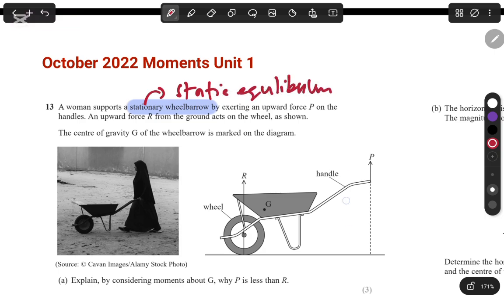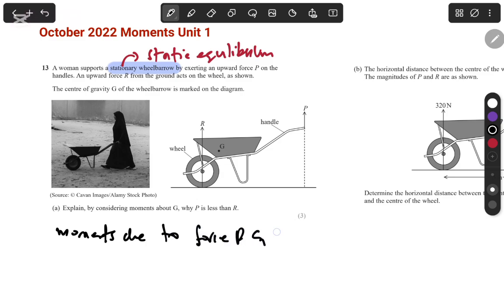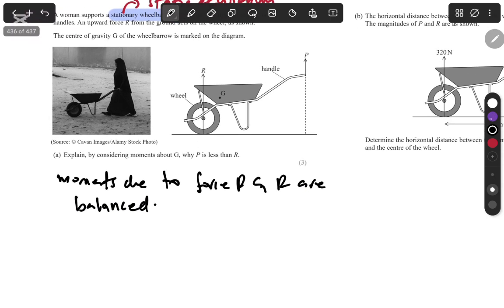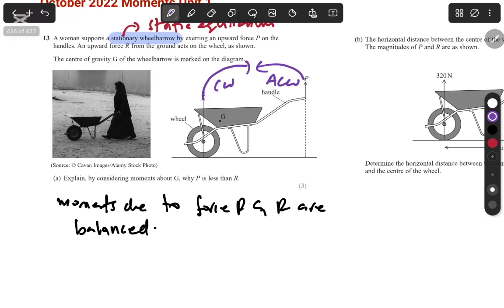Which means that the moments due to force P and R are balanced. So they both have the same moment, because here we have the anti-clockwise moment. This will be clockwise and this will be anti-clockwise. So this is the clockwise and this is the anti-clockwise moment. So both of them will be the same, so your wheelbarrow will be stationary.